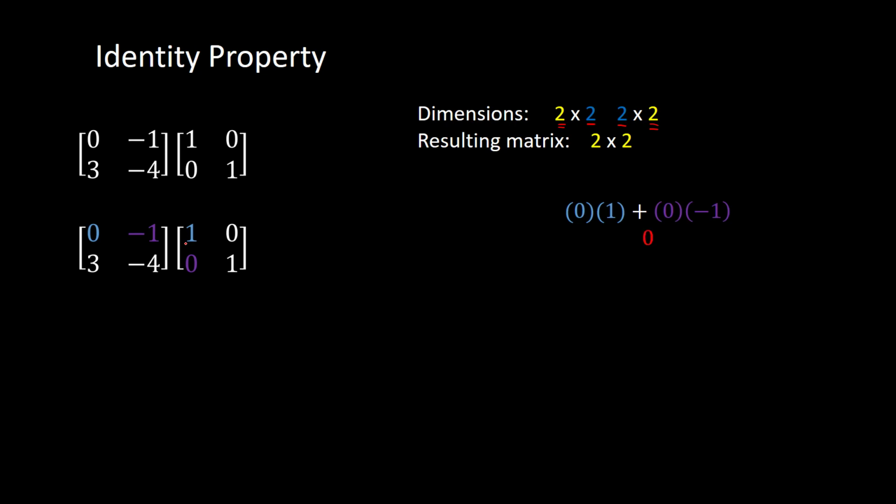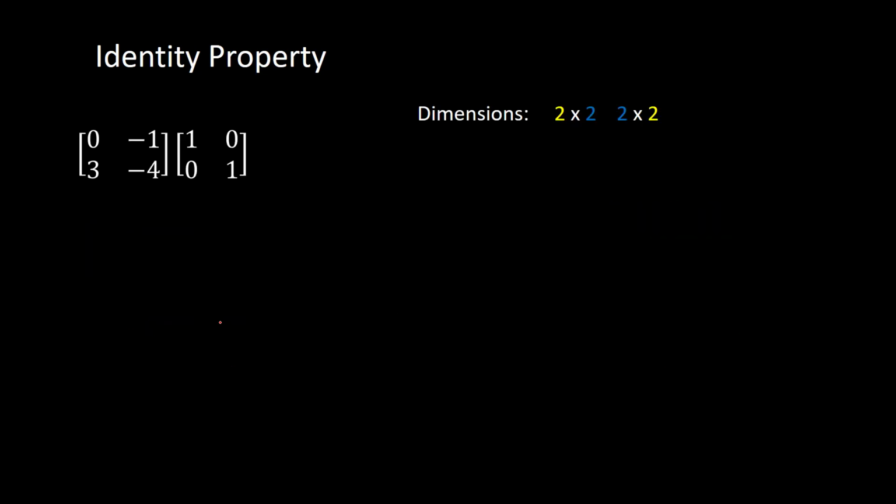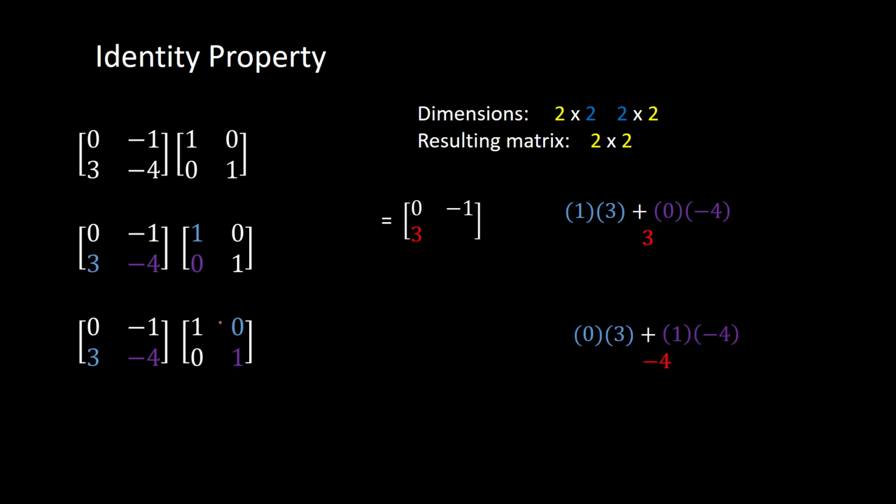And now when you do the first row and the second column, we get 0 times 0 plus negative 1 times 1 which will add to give me negative 1. And that goes in the top right corner. And now with the last two, we take the second row by the first column. So we have 3 times 1 plus negative 4 times 0, which would give me a 3. And that's going to go in the bottom left corner. And then we do the second row by the second column. So we get 3 times 0 plus negative 4 times 1 to get negative 4. And that goes in the bottom right corner.